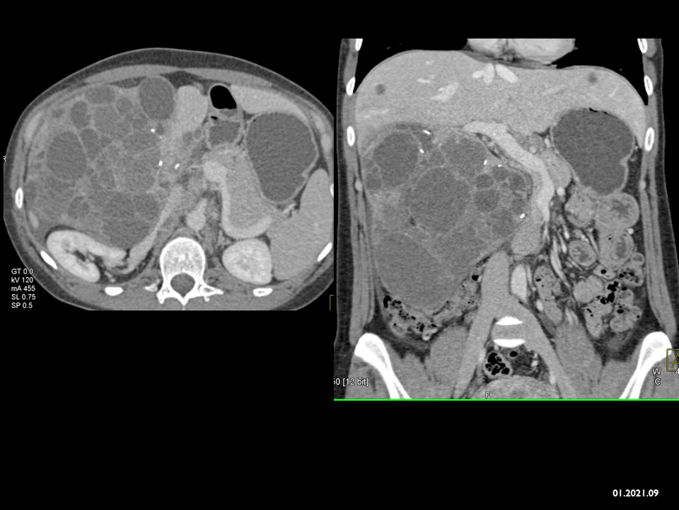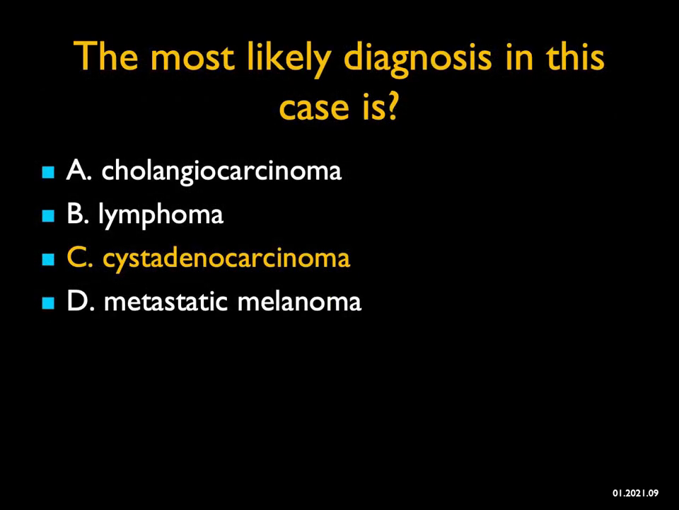the cases. When you look at this case, you say, what is it that gives me multiple cystic lesions? This is not polycystic liver disease because it would involve the whole liver. You don't get a segmental polycystic liver disease. Cholangiocarcinoma can be cystic, but there's usually rim enhancement. Lymphoma is typically more solid and infiltrating. Melanoma can cause all sorts of appearances, but not so many cystic lesions in one place. This is a classic appearance of a cystadenocarcinoma.